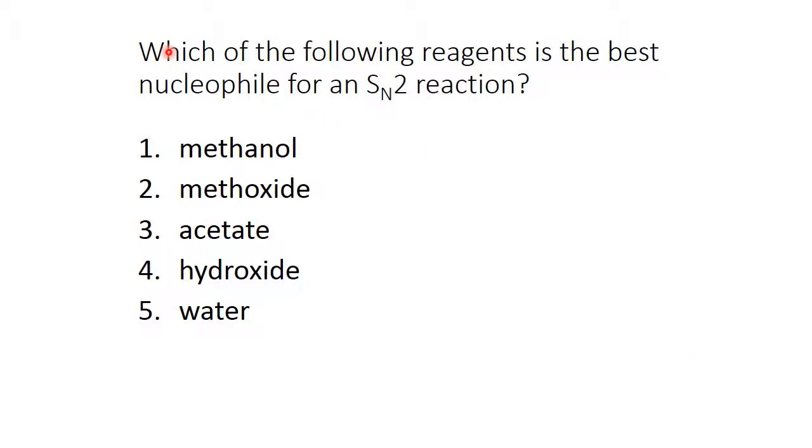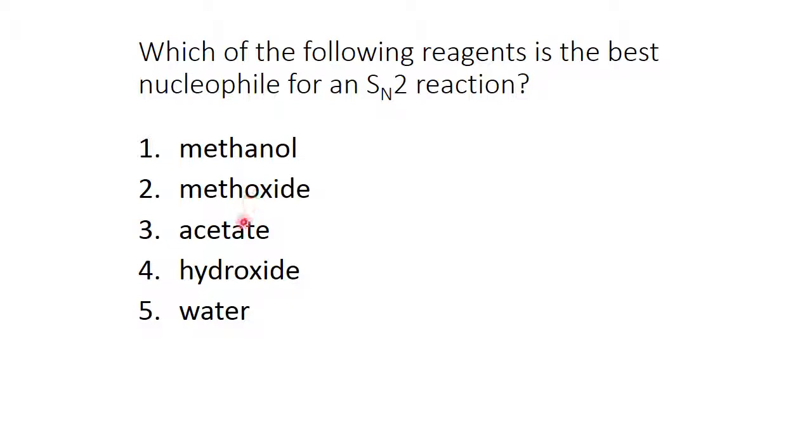Which of the following reagents is the best nucleophile for an SN2 reaction? Well, if I look, I will see that there are several neutral nucleophiles and several that are charged. The charged ones with a negative charge are automatically going to be better than those that do not have charge. So 1 and 5 are eliminated as being the best nucleophile.